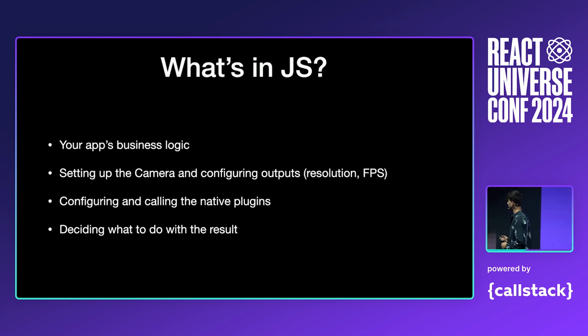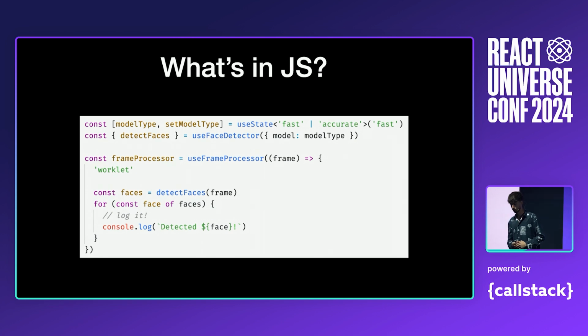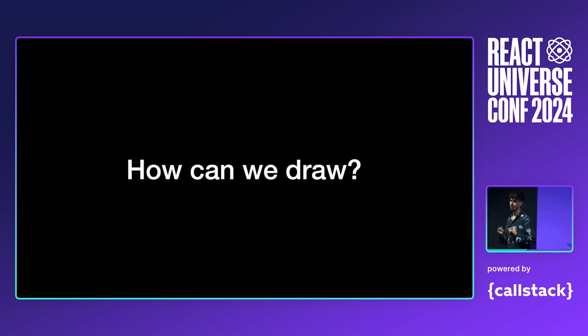So here's an example. We initialize a face detector plugin with the fast model. And we can use a state value to just switch to the accurate model whenever we want. Then we run it. And then we loop through each face and just log it to the console. Logging to the console won't really help the user a lot, so now we get to the interesting part: how can we actually draw?